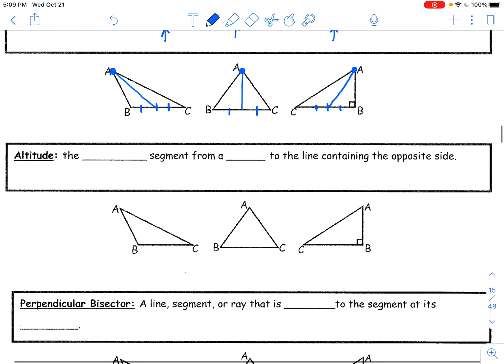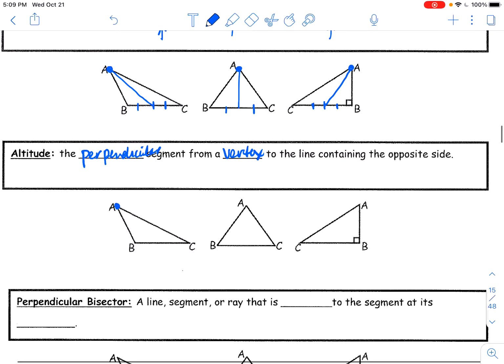All right, so now an altitude is the perpendicular segment from a vertex to the line containing the opposite side. Sometimes altitudes are outside the triangle. If I'm coming from vertex A and I want to be perpendicular, I need to be at a right angle to this opposite side. And so this side right here is the altitude for this triangle. It is outside the triangle.